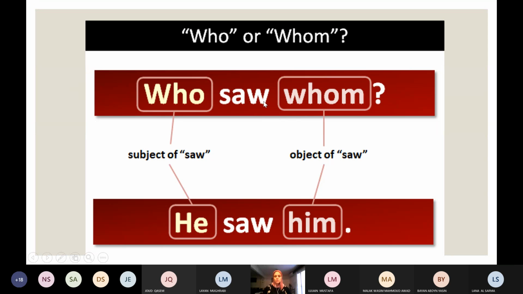Who, whom. Who is he, so whom is him. He saw him. Okay? Easy now, girls? Cases for who. Two cases when it comes as what and what. Who or whom? Who comes as subject and predicate nominative. Whom comes as object: direct object, indirect object, object of preposition. Excellent.